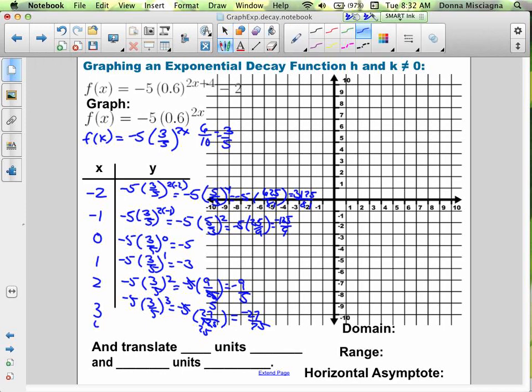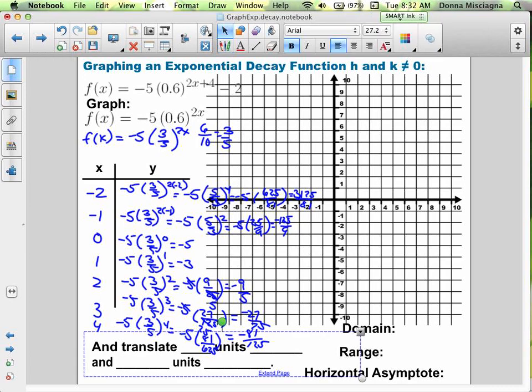All right, so 4 would be negative 5 times 3/5 to the 4th power, which would be negative 5 times 81/625. And the 5s will reduce. That's going to be negative 81/125, and we're finally smaller than 1. Took a little while.